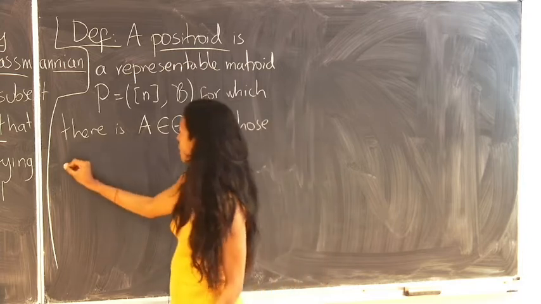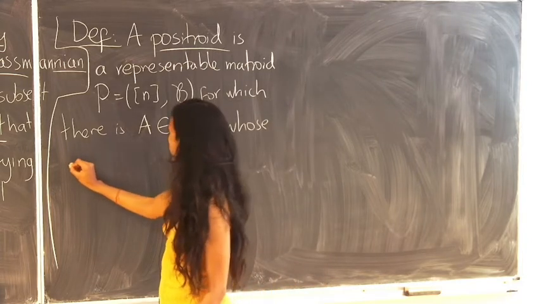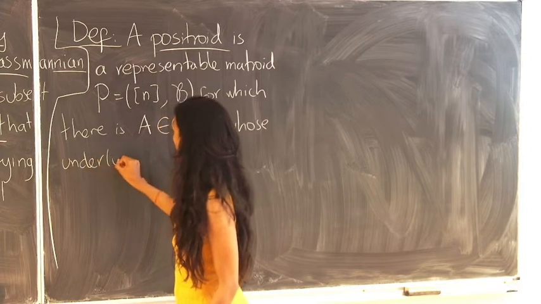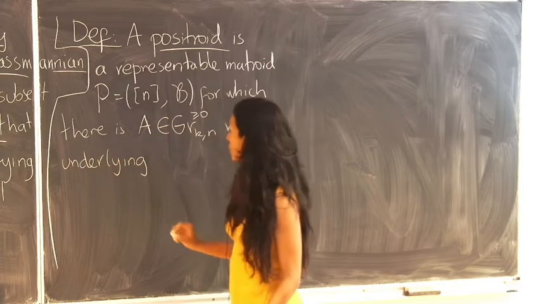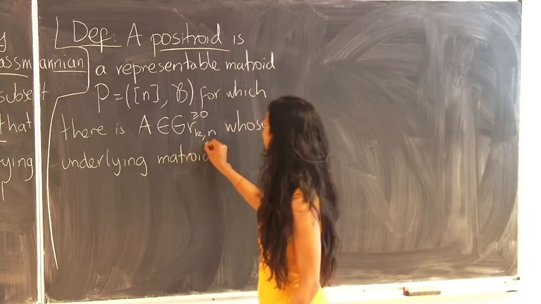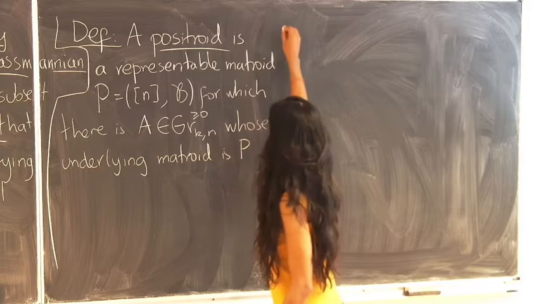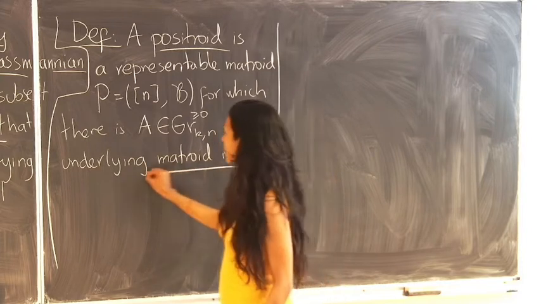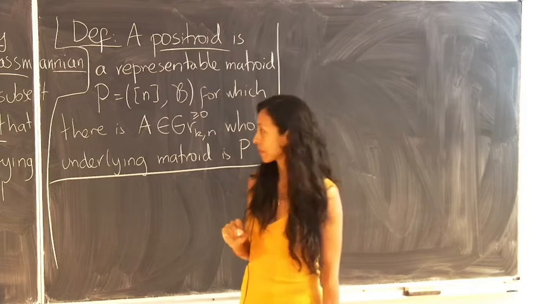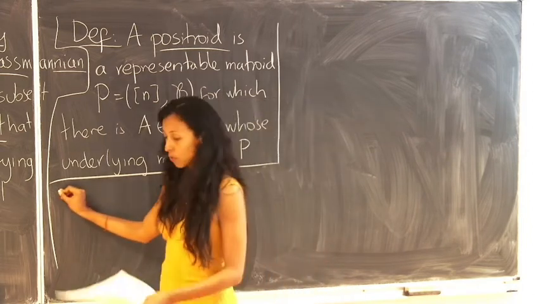So I'm just going to say, for which there is a matrix in the totally non-negative Grassmannian, such that when I look at what matroid it brings me to, its underlying matroid is precisely P. Okay, so I'm just saying positroids are the linear matroids coming from the totally non-negative part of the Grassmannian. That's what I'm saying here. So let's start with some examples.